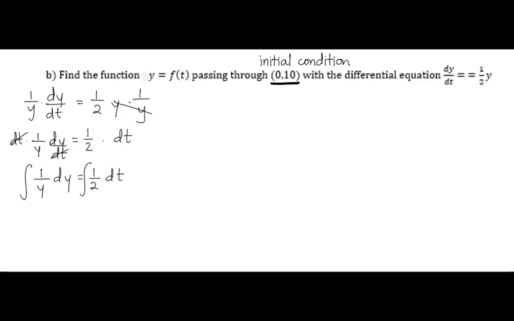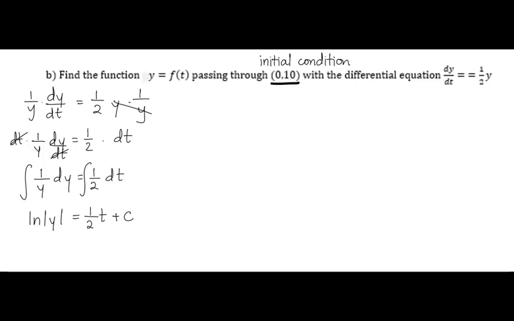The integral of 1 over y dy is natural log absolute value of y. I could write the plus c here, but I'm not going to. I'm going to choose to write the plus c on the other side of the equation when I integrate 1/2 with respect to t, which will leave me with 1/2 t. And there I will add my constant of integration.